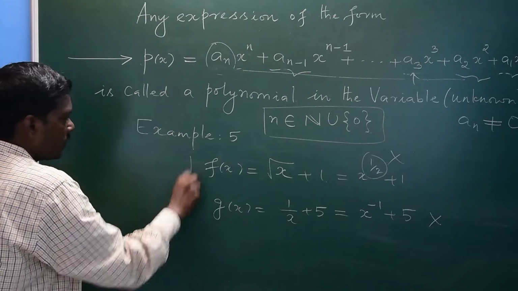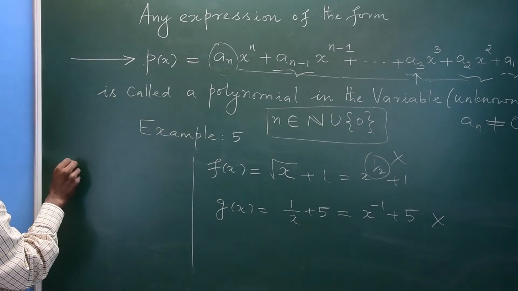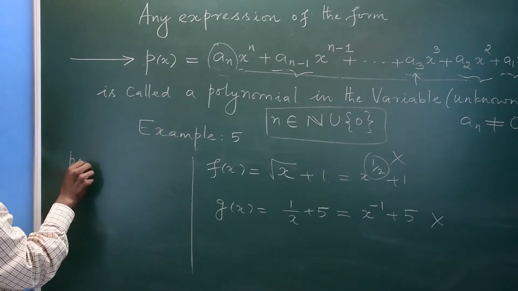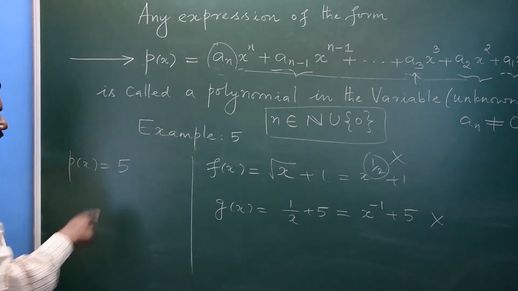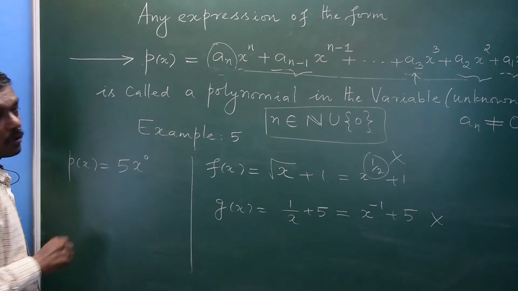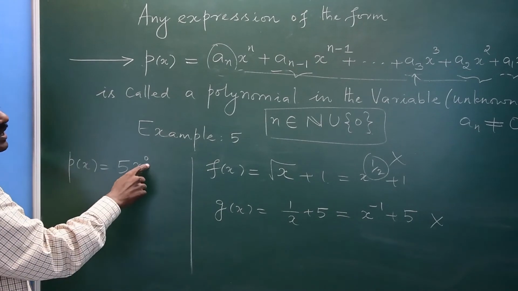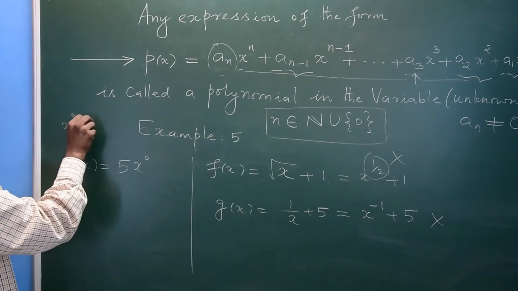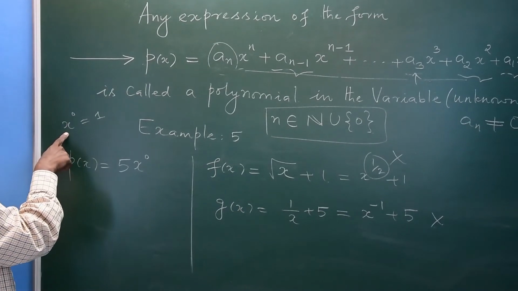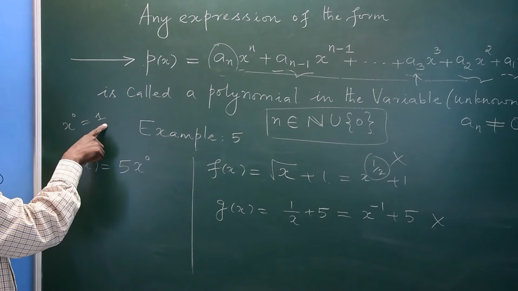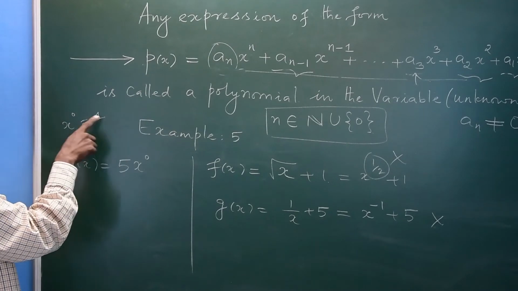Now let us give one more example. Take a polynomial p of x to be 5, and you can write this as 5x to the power 0. So this is a polynomial, because x to the power 0 is 1, provided x is not equal to 0. Any non-zero number to the power 0 is 1.